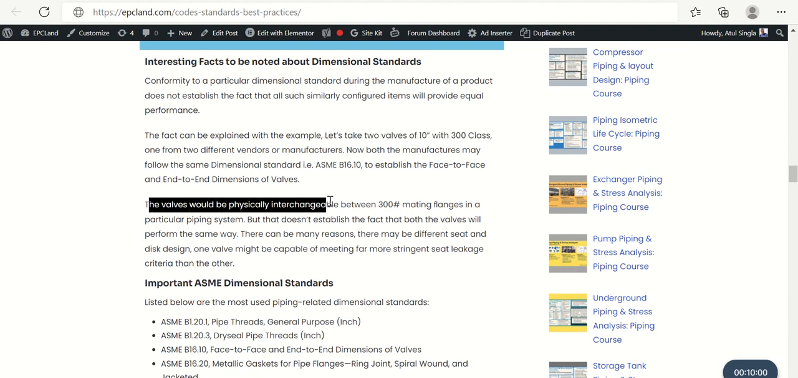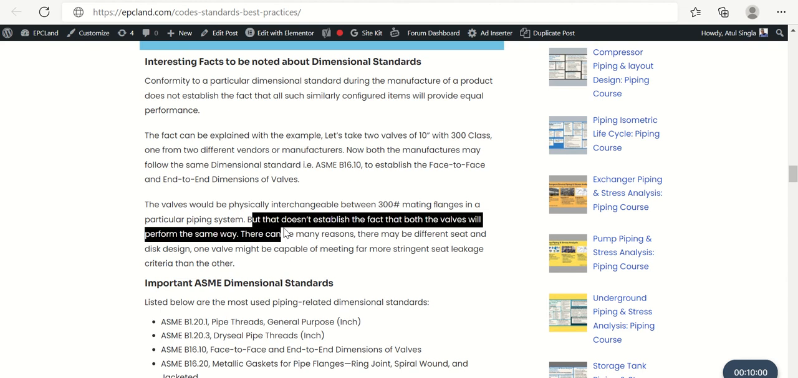The valves would be physically interchangeable between 300 pound flanges in a particular system, no doubt, because the dimensions are matching, the pound rating is matching, the bolt circle will be matching, the bolt diameter will be matching, but at the same time the performance of these two valves may be different.